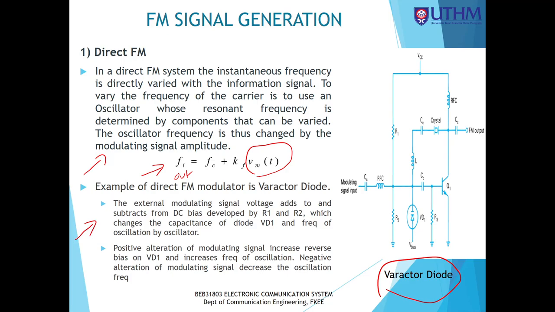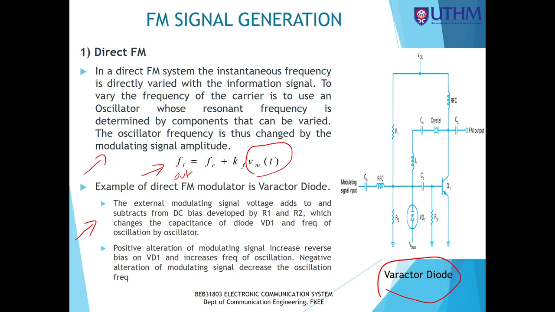In this example, salah satunya adalah varactor diode. The varactor diode is the most basic direct FM modulator. We have other, more complex designs of direct FM modulator. Ada banyak jenis. Ada yang jenis yang complex design. Macam-macam. Yang paling basic, yang ini.